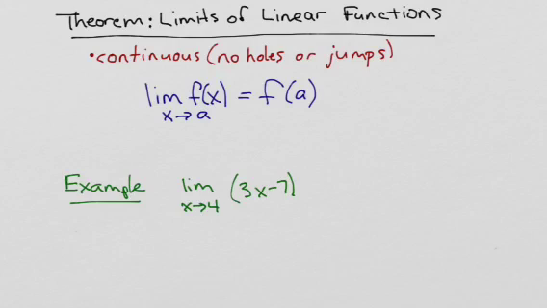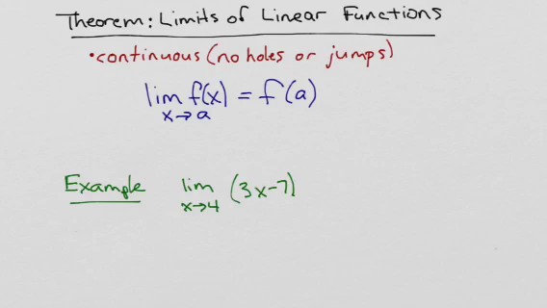Now remember, a linear function is continuous. It means there's no holes, no jumps, no points of discontinuity. And what this says is the limit of the function of x as x approaches a is equal to the value of the function at a. Again, assuming that there are no holes, jumps, points of discontinuity.